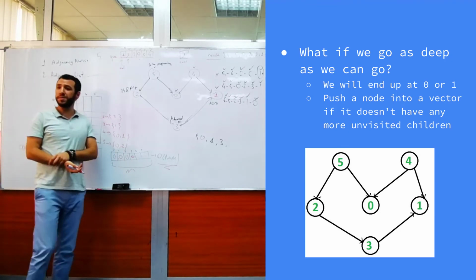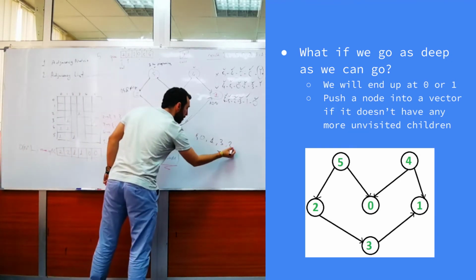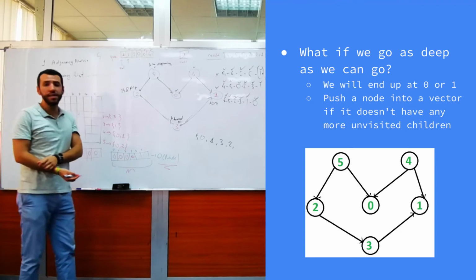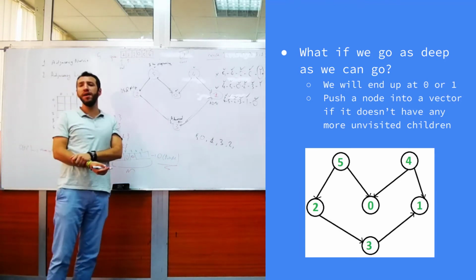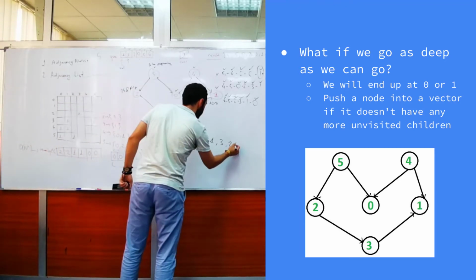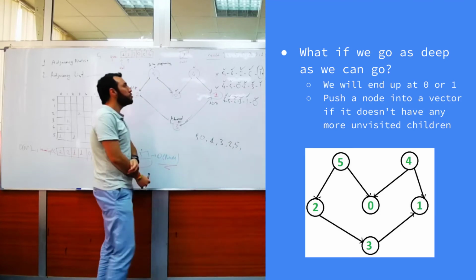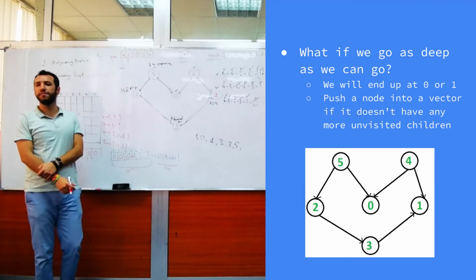Is this the case for 2 as well? I add 2 to the list as well. And 2 is going to backtrack to 5. Is this the case for 5? Yes. And I will continue finding a node that is not visited.